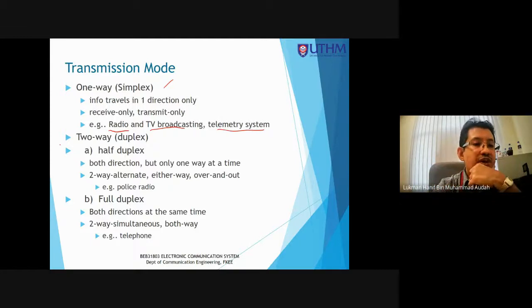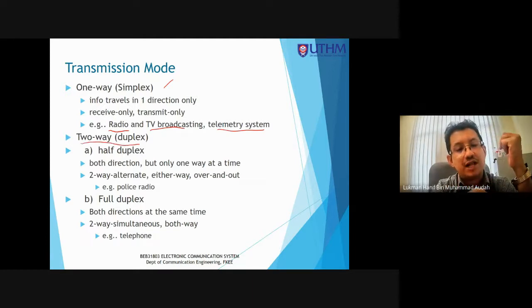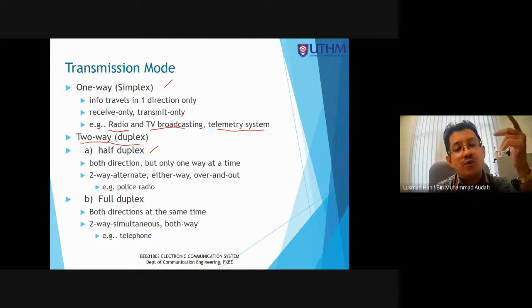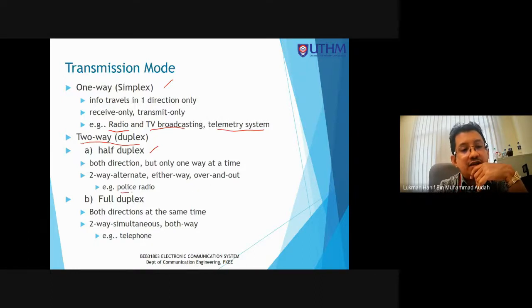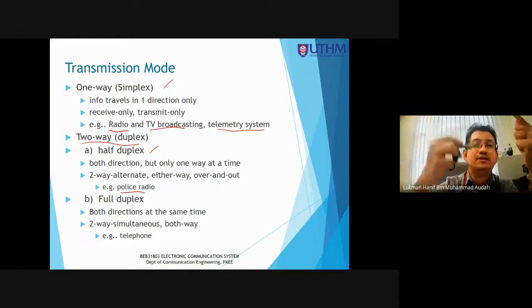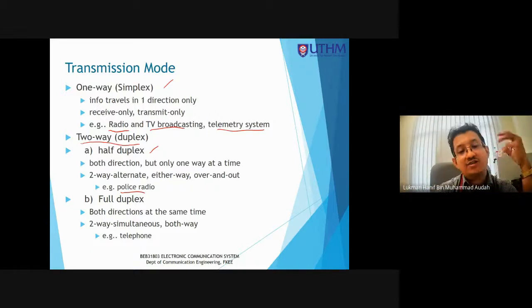And then 2 way. 2 way we have a duplex. Duplex consists of two types: half duplex and full duplex. Half duplex means it is both directions but only 1 way at a time. Pada satu masa dia cuma boleh satu arah saja, sama ada ke sana atau ke sini. So it is 2 alternate ways, either way over and out. So this is like the walkie-talkie, seperti police radio punya walkie-talkie tu. So bila kita cakap yang sebelah sana perlu diam, baru dia dengar, and then dia cakap kita dengar. One direction at a time. Okay, that one is a half duplex.